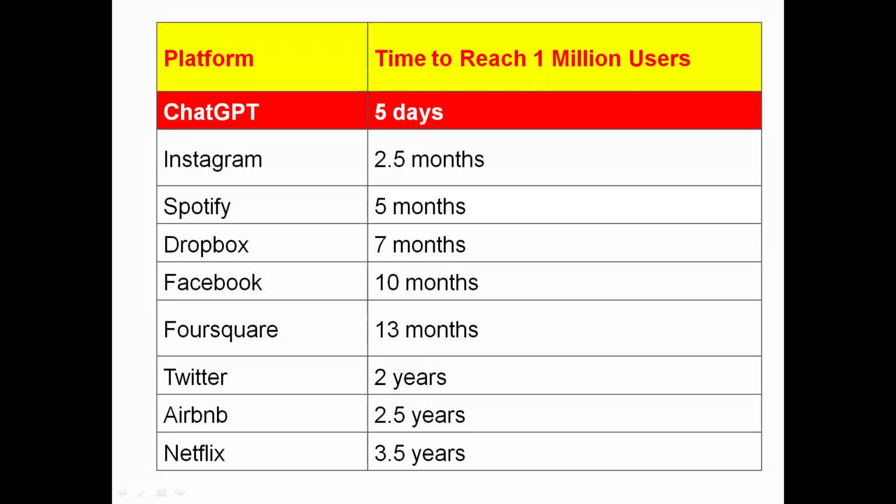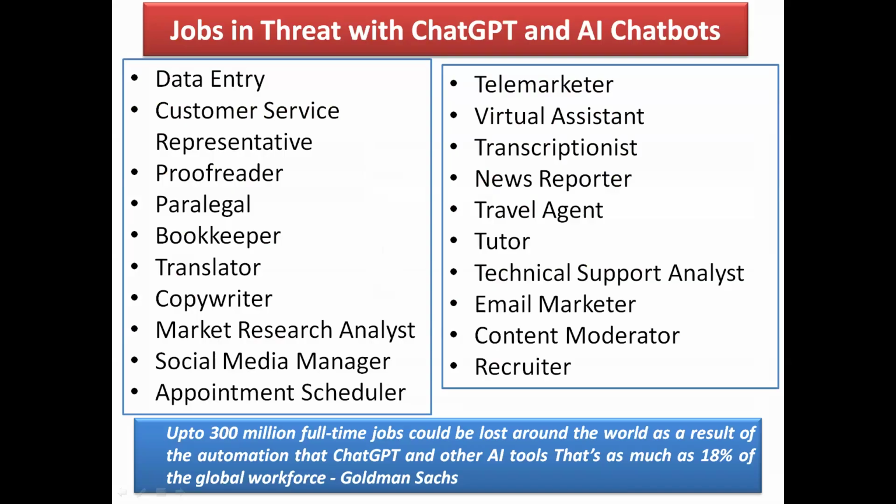You can see that even social media platforms took around 2 years. Twitter 2 years, Airbnb more than 2 years to achieve 1 million users. But ChatGPT, the AI chatbot, only in 5 days. And with this particular usage pattern, lots of jobs are under threat nowadays.